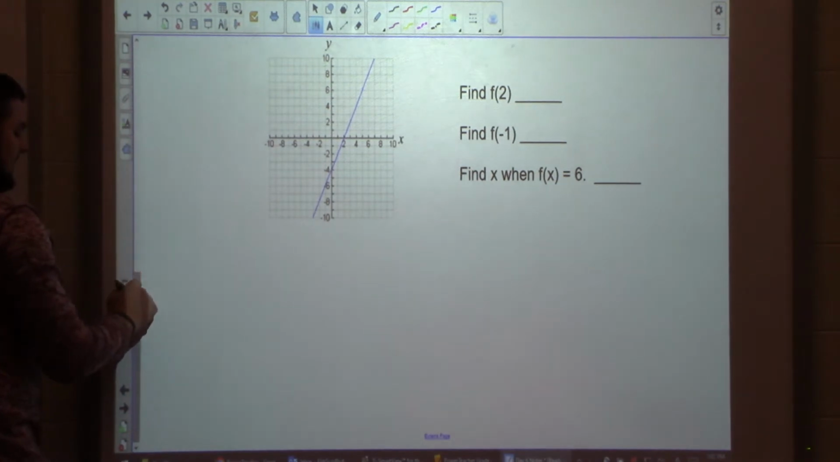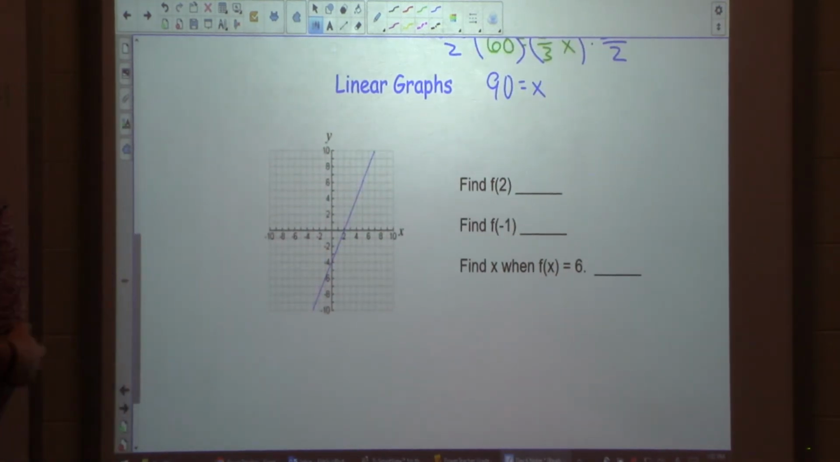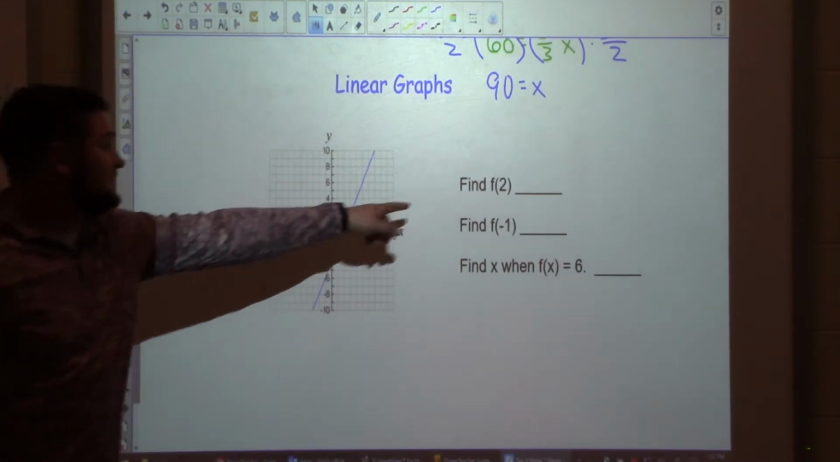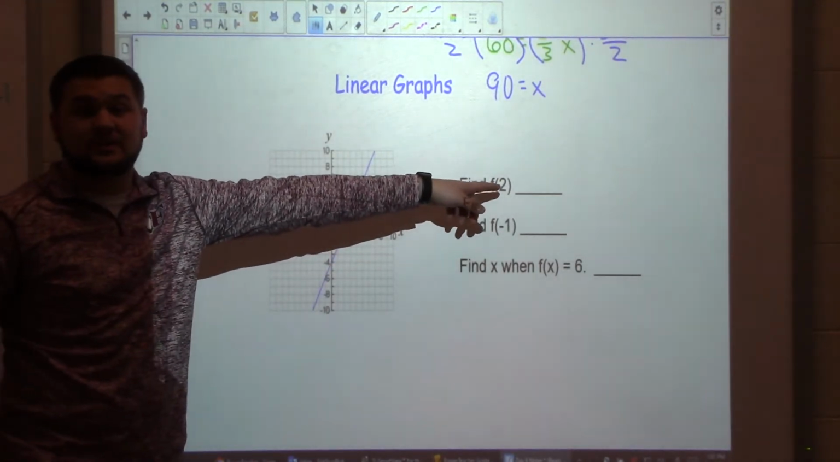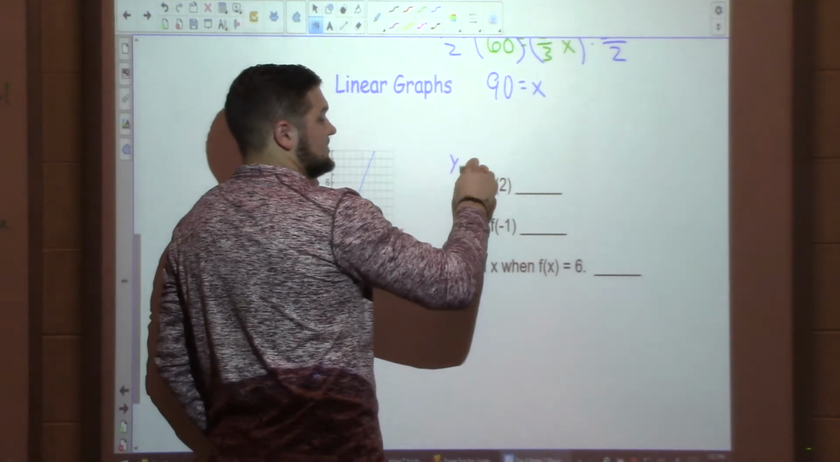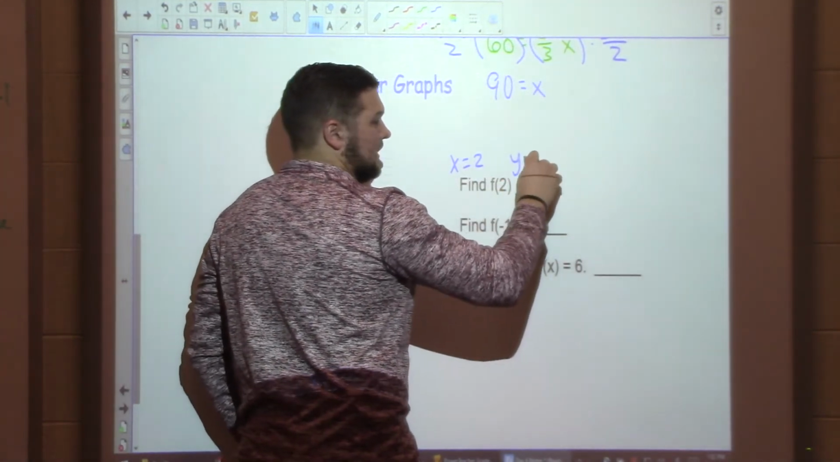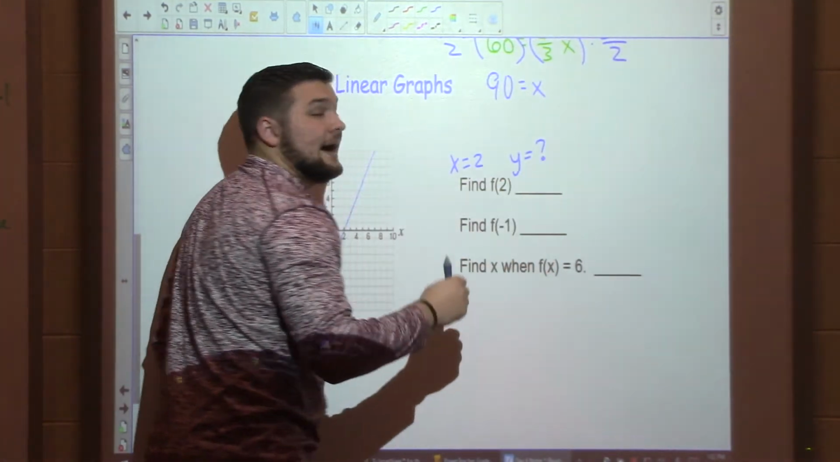How many of you can find f of 2? What do you think? We're not going to find the slope of a line, actually. First time all unit we haven't found the slope. Caitlin? You find where x equals 2 on the graph. Perfect. Normally if I have f of 2, we said we were going to plug 2 in for x. So I'm going to look, where does x equal 2? I want to know the y value at that point.